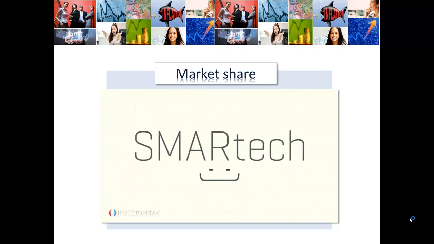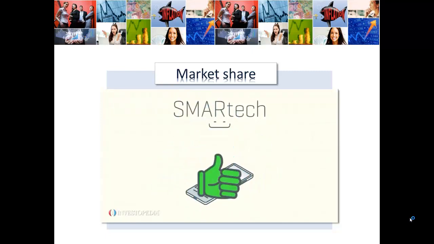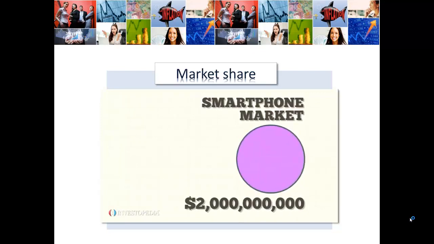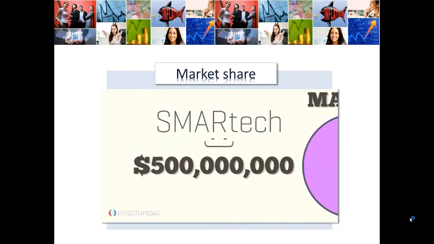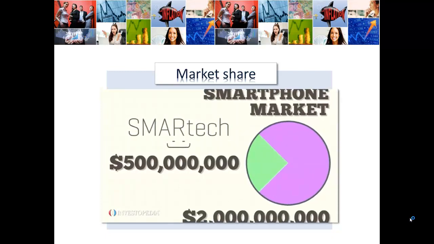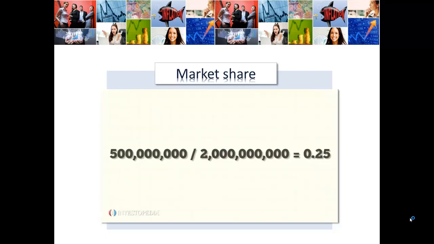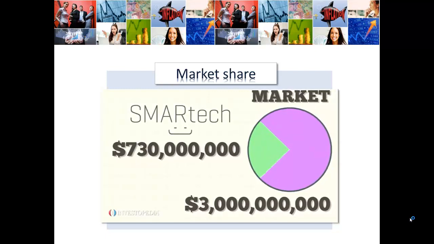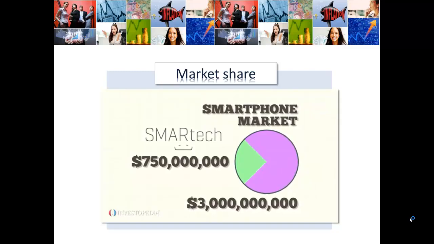SmartTech Incorporated sells one product, the new water and fire-resistant smartphone. If the total market for smartphones throughout the smartphone industry is $2 billion in sales per year, and SmartTech sales of smartphones are $500 million, then SmartTech Incorporated has a 25% market share of the smartphone industry, $500 million of $2 billion. If the smartphone market grows to $3 billion, SmartTech needs to increase its sales to $750 million in order to maintain its 25% market share.